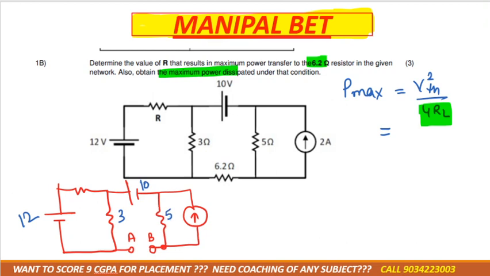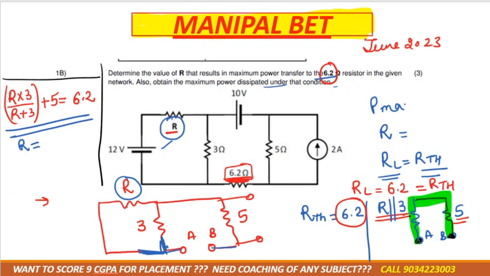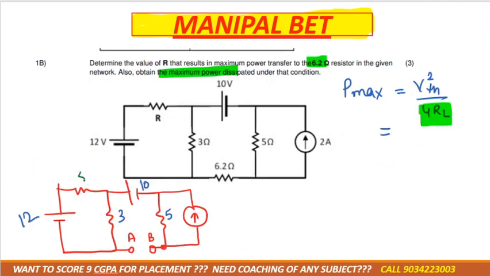This R value we have calculated in this case. I don't know the value, so let us consider randomly 6 ohm. Okay, it's not 6 ohm, but I'm considering it randomly. So now we need to calculate VTH. That would be equal to VAB. Yes or no?